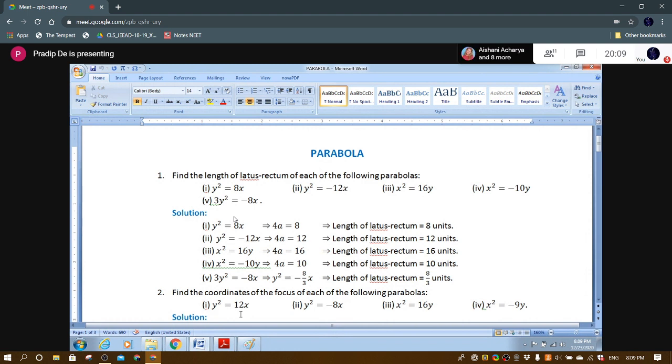Are you getting it? If you have any doubt, tell me. You have to stop me. I'll explain again. This is type 1, C-type parabola. 4a equal to 12, a is equal to 3. Focus is at a comma 0, so the focus is at 3 comma 0.